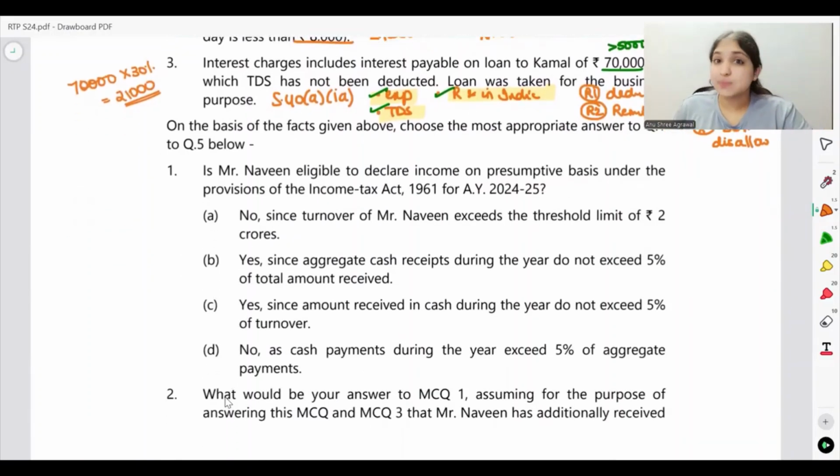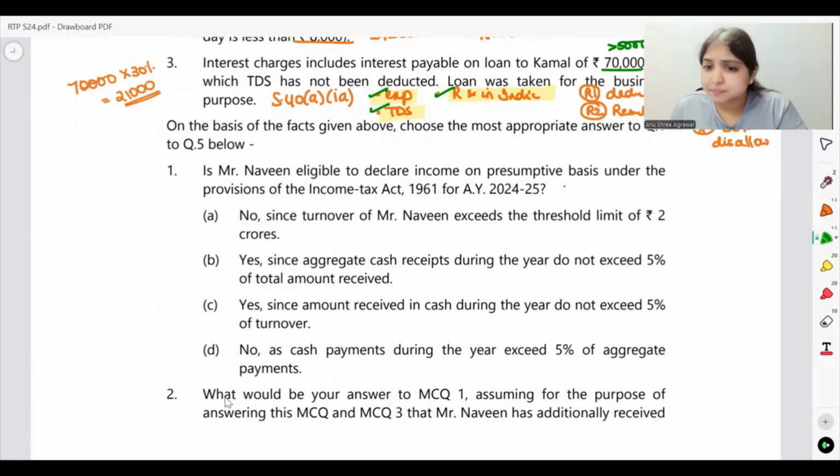Now let's see the points one by one. The first point is asking, is Mr. Naveen eligible to declare income on presumptive basis under the provisions of the Income Tax Act? See guys, they're asking us about presumptive basis. There are totally 3 sections under presumptive basis.